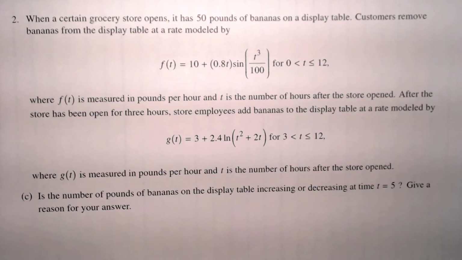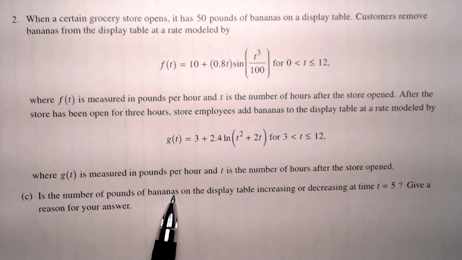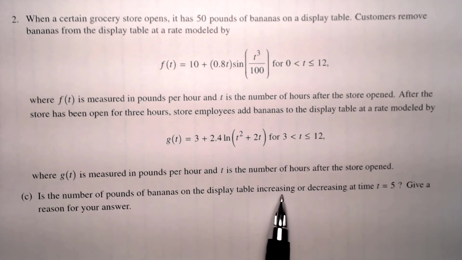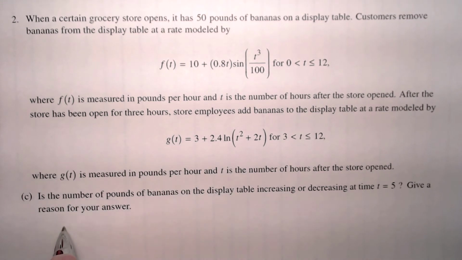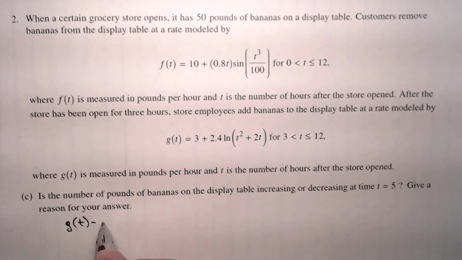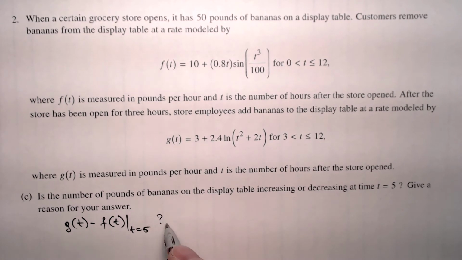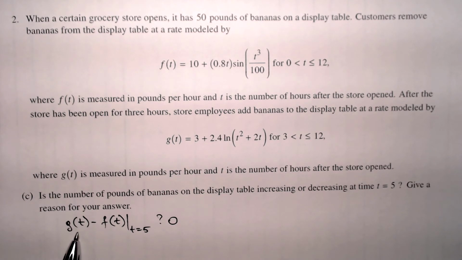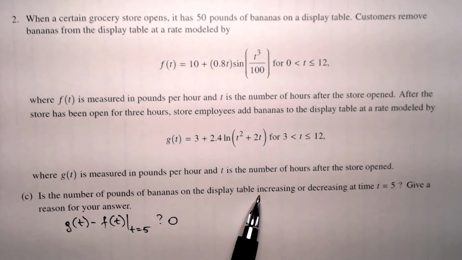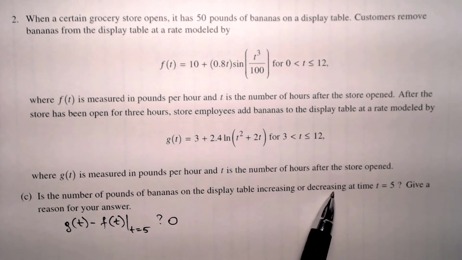In this question we are being asked whether the number of pounds of bananas on the display is increasing or decreasing at time t equals 5. And so what we are really being asked is whether g of t minus f of t at t equals 5 is greater than 0 or less than 0. So g of t is the rate at which the bananas are added to the table, and f of t is the rate at which they are taken from the table. So if this number is greater than 0, then it's increasing, otherwise it's decreasing.